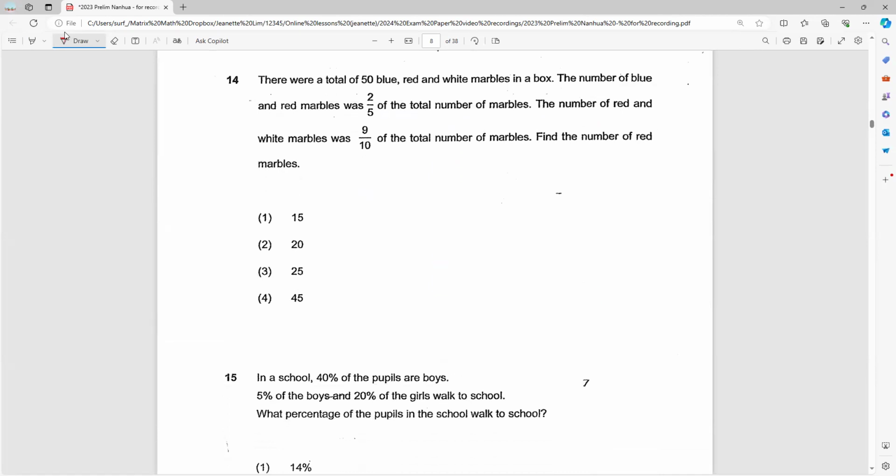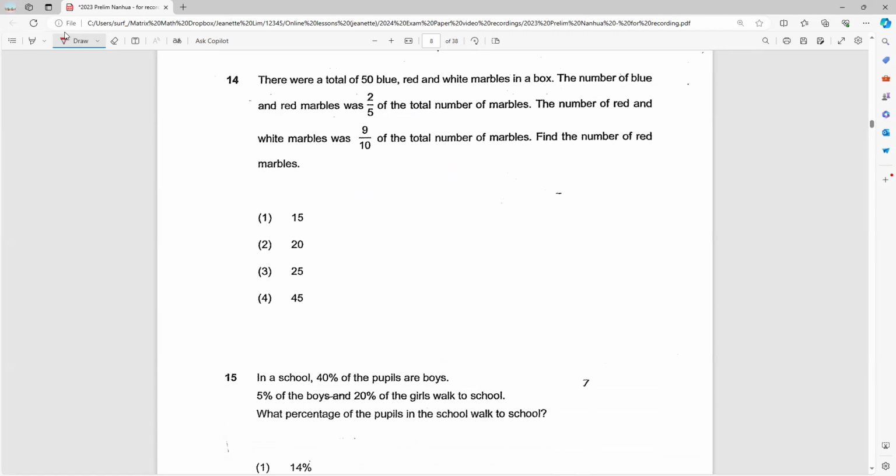Question 14. There were a total of 50 blue, red, and white marbles in a box. The number of blue and white marbles was 2/5 of the total number of marbles. The number of red and white was 9/10 of the total. Find the number of red marbles.